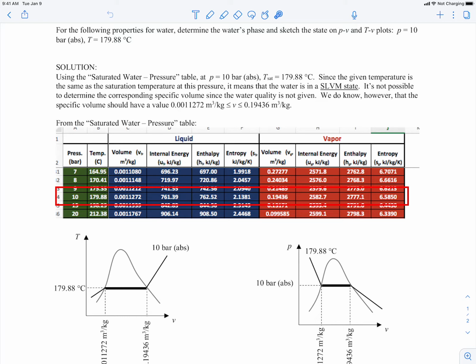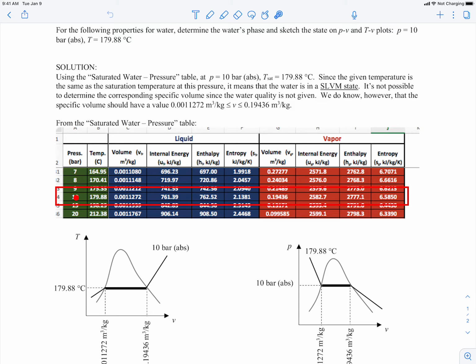Now, to figure out what phase we're in and what the other properties are for the water at these conditions, I went to the saturated water pressure table, which is shown here on the screen. So this is the saturated liquid vapor mixture table for water. And specifically, I used the one organized according to pressure because we're given a nice even pressure of 10 bar. So using the one that's organized based on pressure is probably easiest.